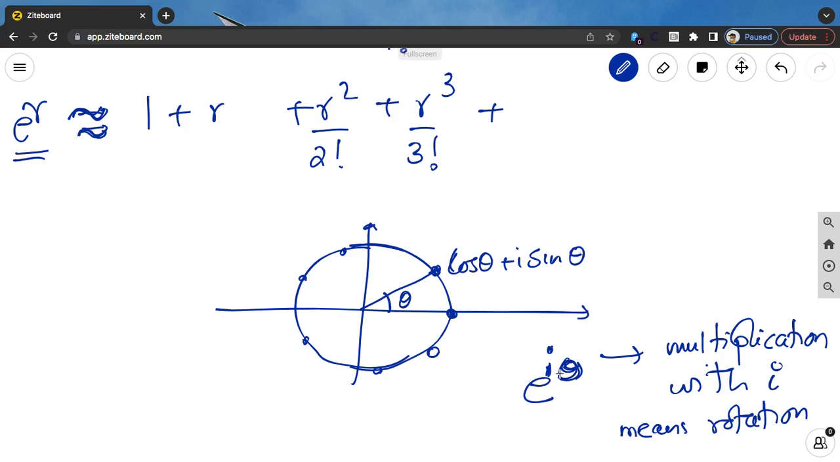So e raised to i theta is starting from the real number domain. So it's starting from 1 and it keeps growing till it reaches theta. And that is same as the number cos theta plus i sin theta with radius as 1. So that means e raised to i theta and this cos theta plus i sin theta are essentially representing the same thing.